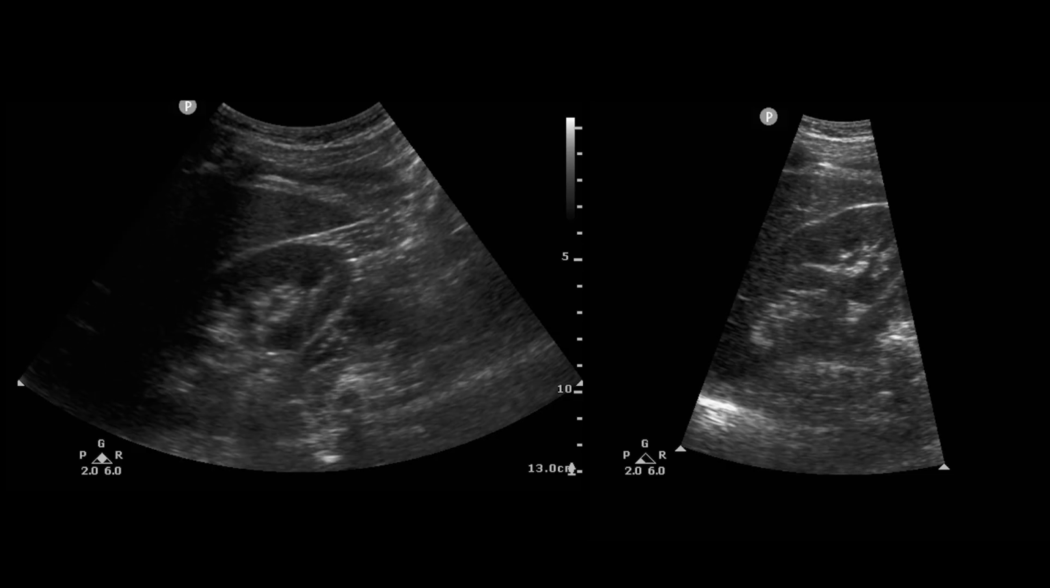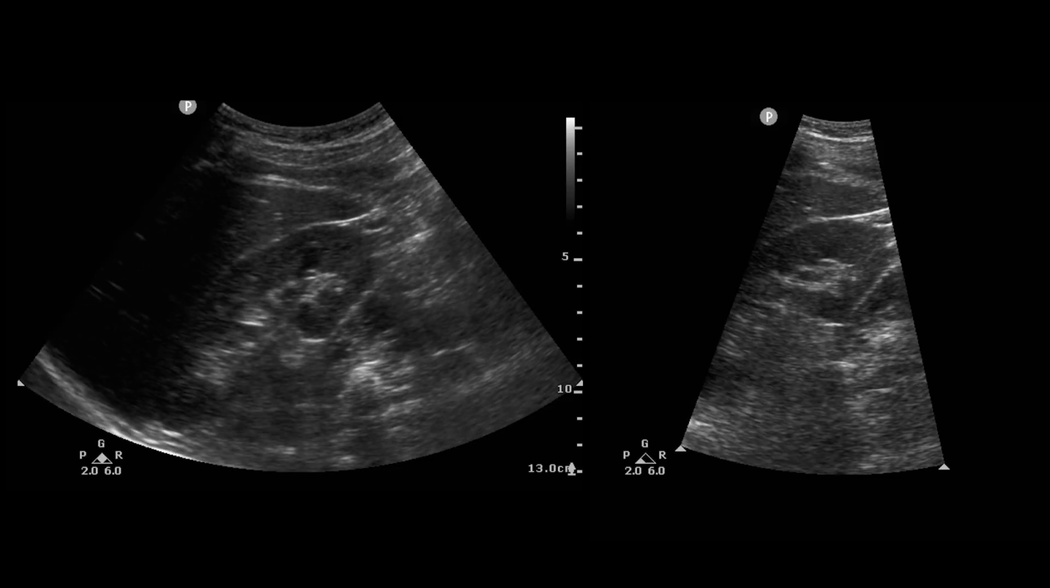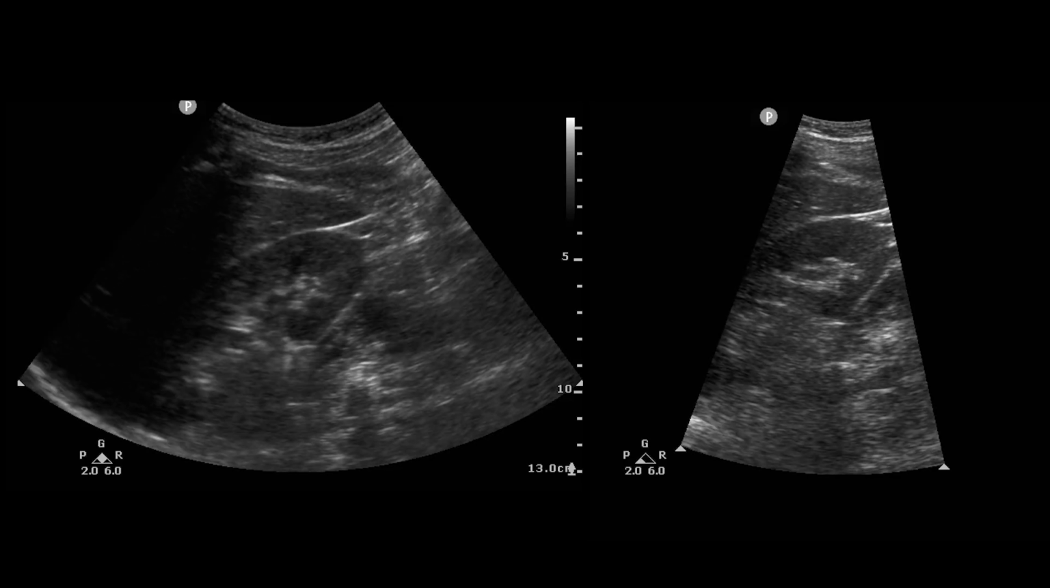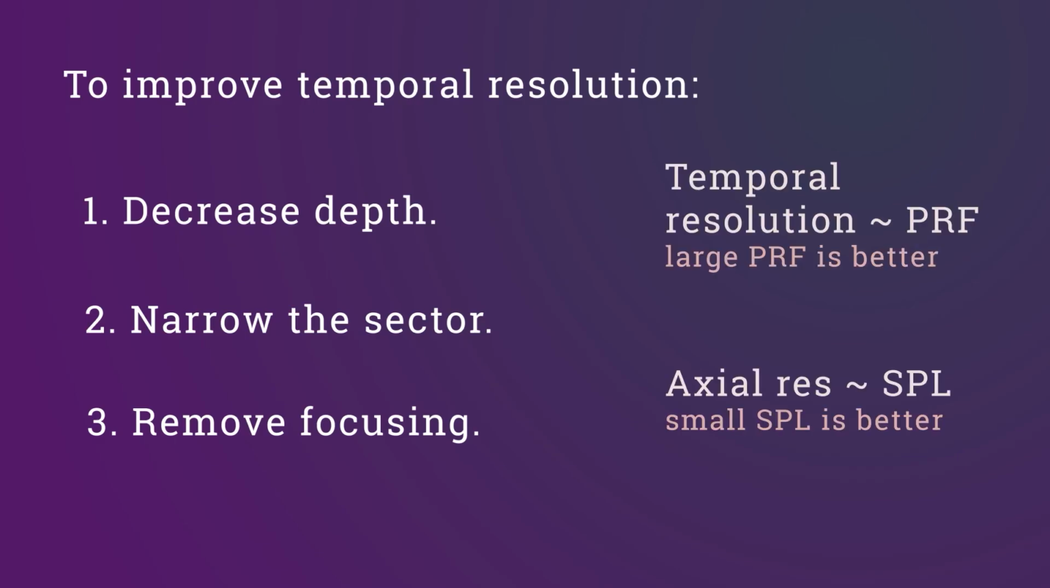2. Narrow the sector, which is the area of the ultrasound display. If we want to have a better temporal resolution, we want a smaller piece of the display pie. 3. Remove focusing, so that the ultrasound machine does not have to duplicate scan lines. Remember, spatial pulse length is axial resolution and we want it small. Pulse repetition frequency is temporal resolution and we want it high. Lateral resolution has to do with the width of the beam.